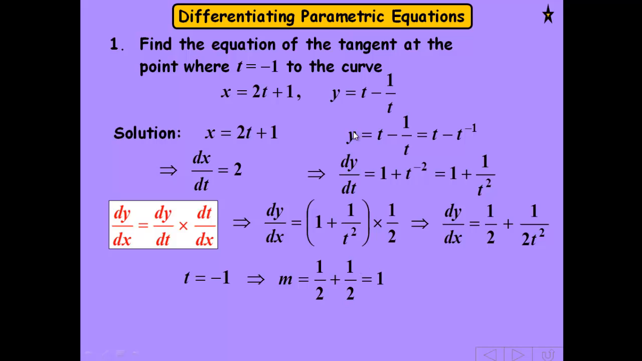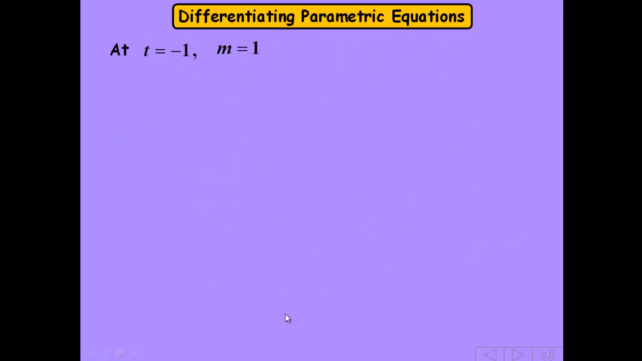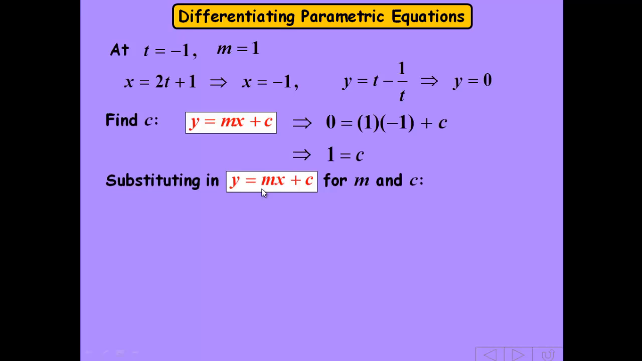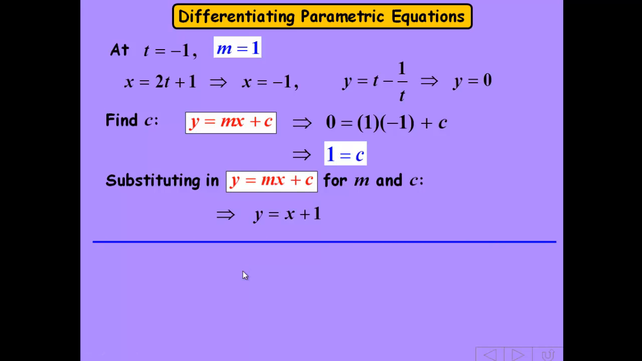So we've got our m value here. We then find x, find y, find c, and then sub back the m and the c. And there's the equation.